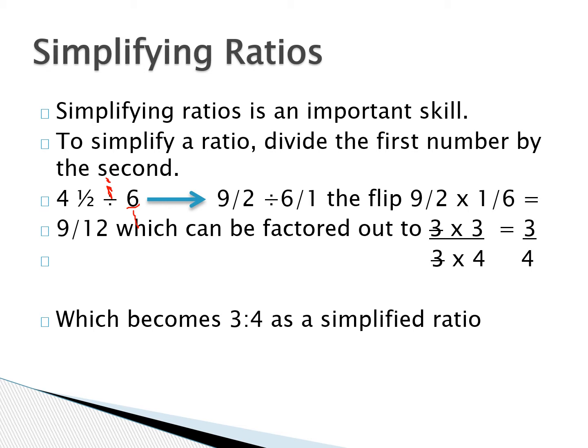Okay, so we can say 9 over 12, which is what we get here, which then can be factored out further or reduced to 3/4, because both 9 and 12 are divisible by 3, and then that gives me 3/4. Okay, which then is 3 to 4, your simplified ratio. So you want to write out your answer as a ratio. Don't put it in the fraction format.